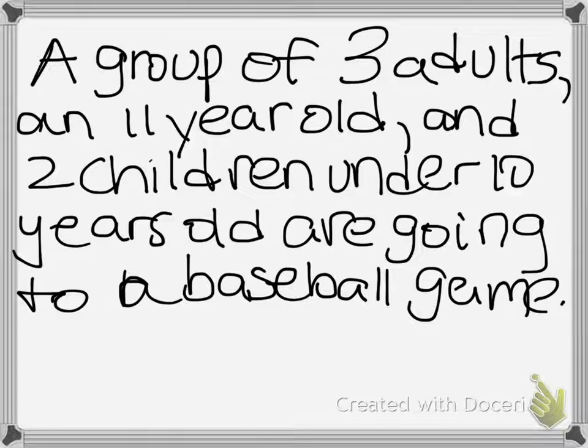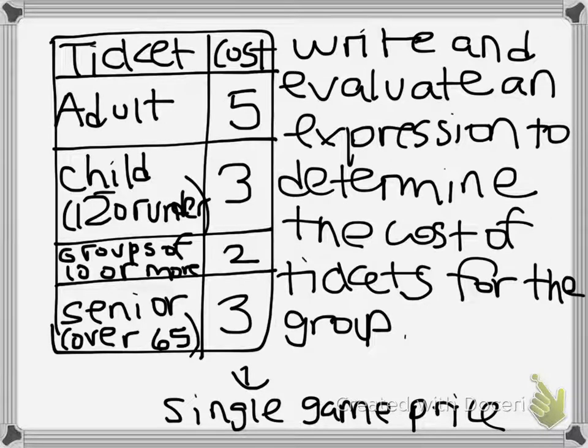It says a group of 3 adults, an 11-year-old, and 2 children under 10 years old are going to a baseball game. If you look at the chart, an adult ticket costs $5, child 12 or under costs $3, groups of 10 or more cost $2, and a senior who would be 65 or over costs $3. And this is for each game, so a single game price.